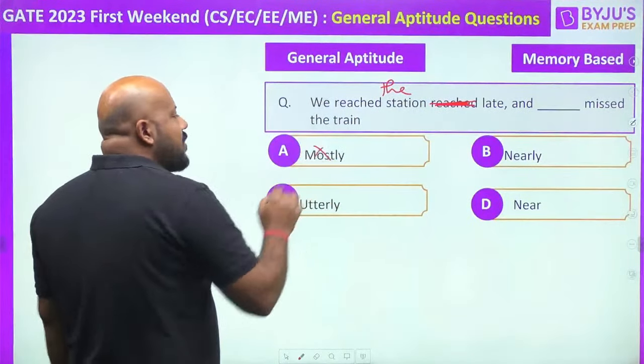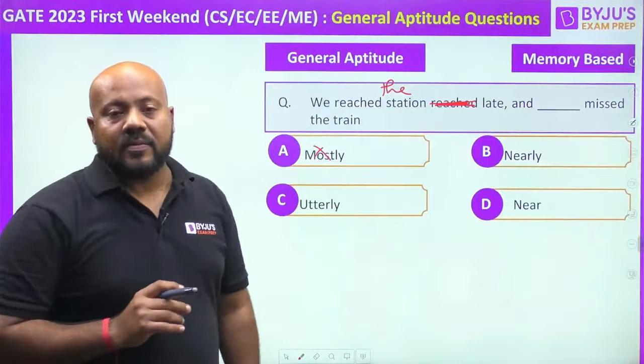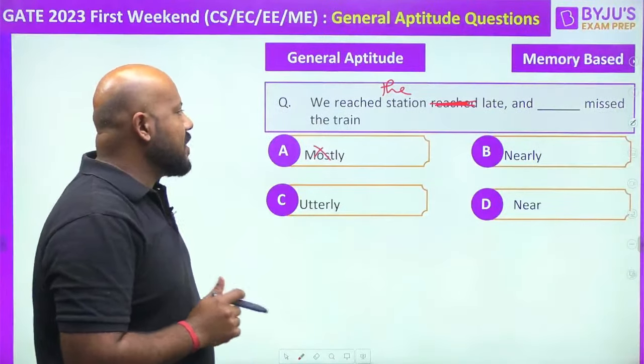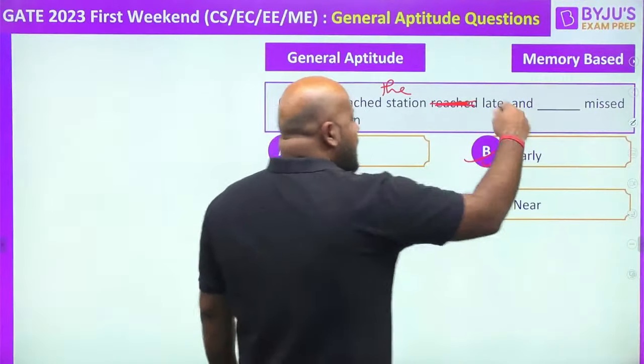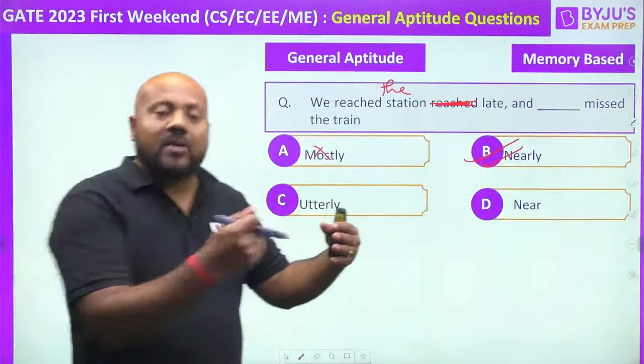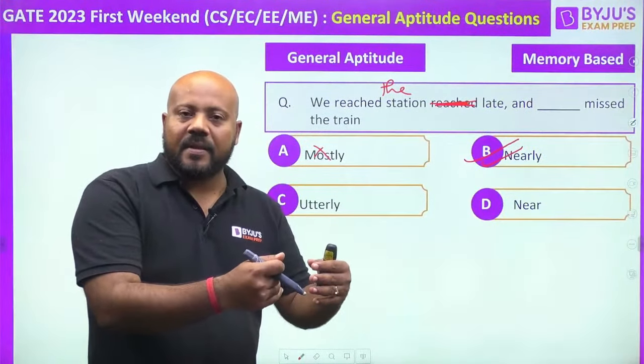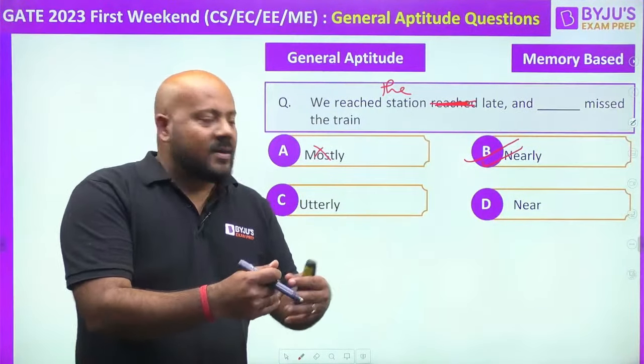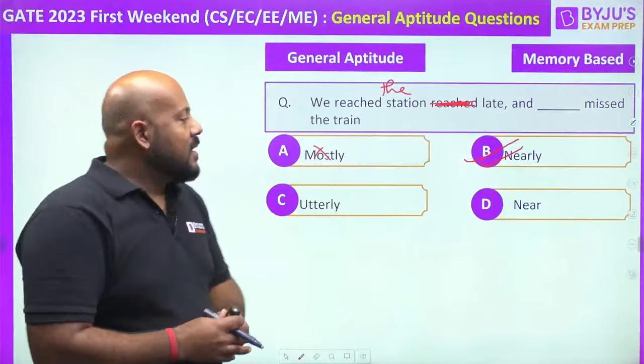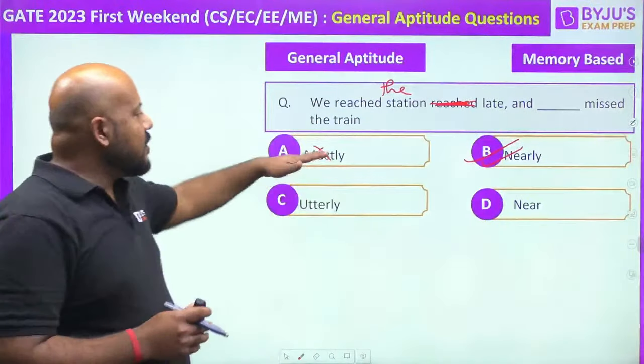Now mostly cannot be the right option for it. Mostly cannot be the right answer. Nearly can be the right answer. We nearly missed the train. It means we were very close. Like a DDLJ scene. You remember the DDLJ scene? Bhag Simran Bhag. So that was the situation when you say you nearly missed the train. But mostly is not the right word here.